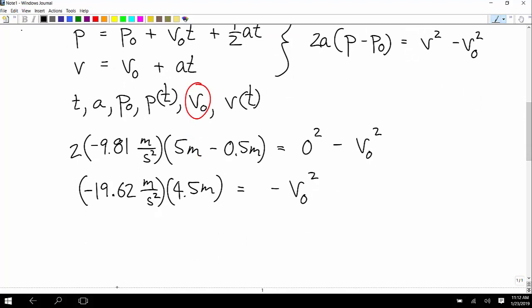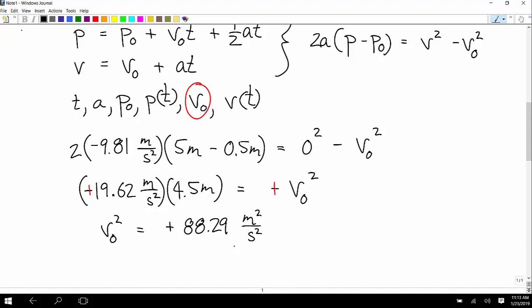Can someone multiply 4.5 and 19.62? These negatives cancel. Okay, so v0 squared is positive 88.29. And the units, you can just multiply all these like algebraic variables. So you have meters squared over seconds squared. And you can see that when we take the square root, the units are going to come out like they should. And that always works in every scientific equation.